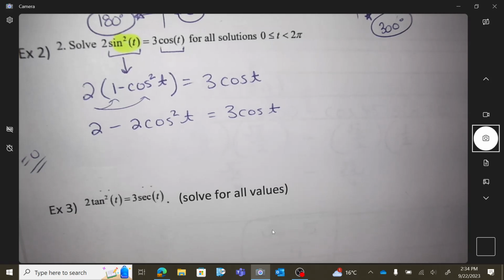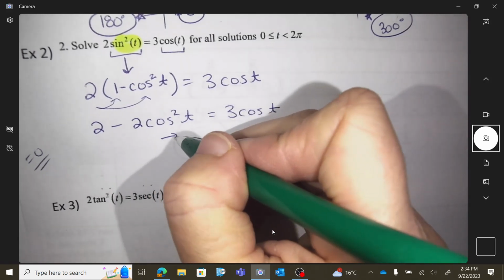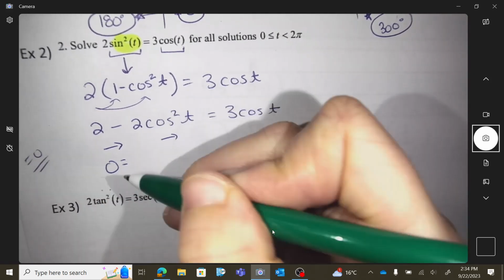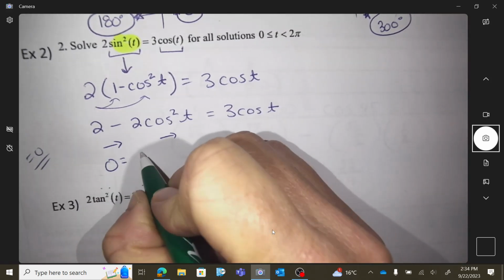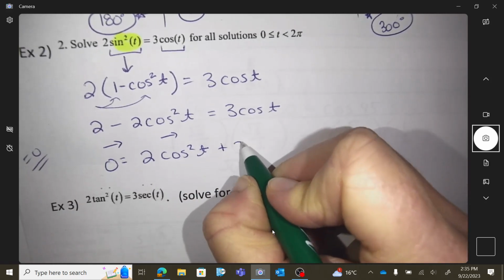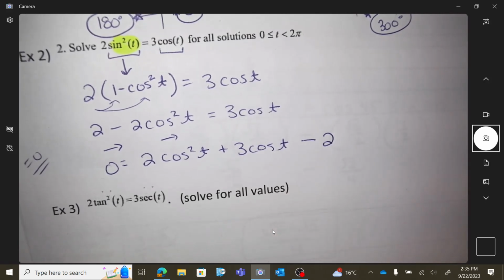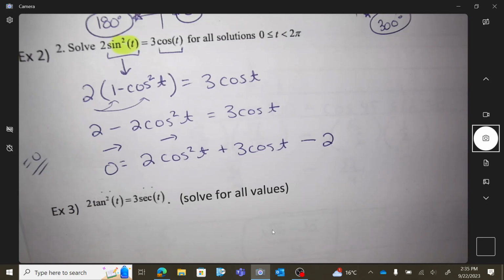Squareds are the bosses. You know what I don't like? I don't like negative squareds. So I'm going to go that way. 0 equals, so positive 2 cos squared, positive 3 cos t, and then subtract 2. You see all my moves? Whatever I moved, I changed signs on, and if it didn't move, it stayed the same sign.